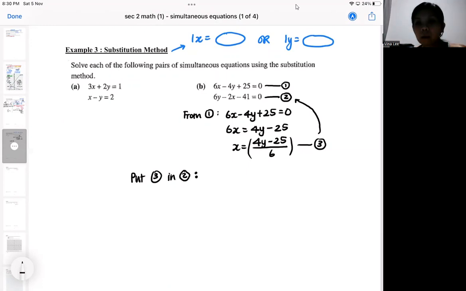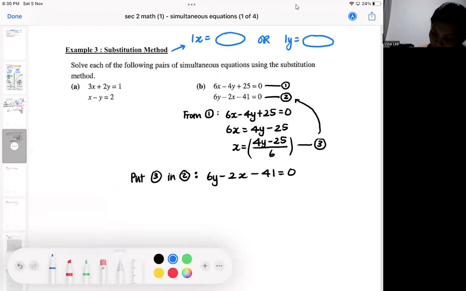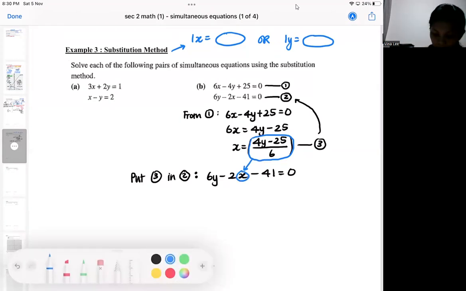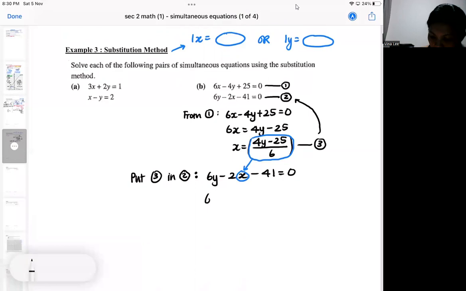So you got to write all these statements so that people know what you are doing. If you look at the second equation, how are you going to put in? This whole fraction is representing x. So I'm going to put it in. That's where everyone will start to get confused. How am I going to do this?